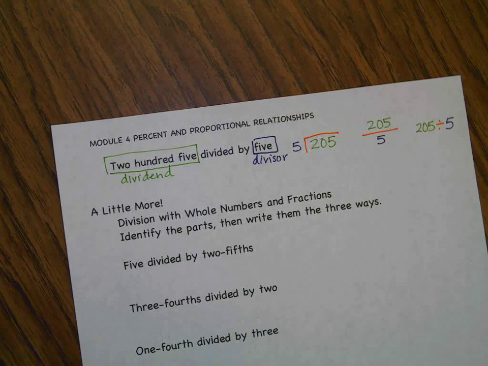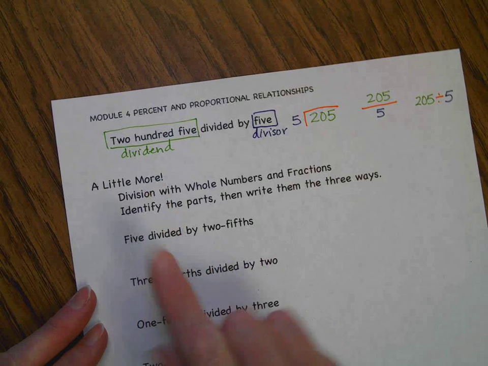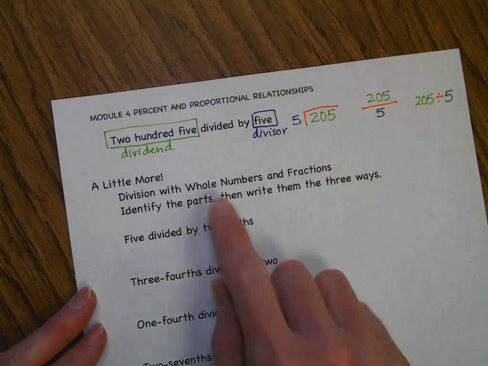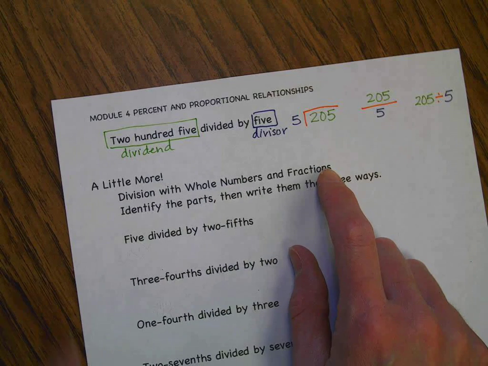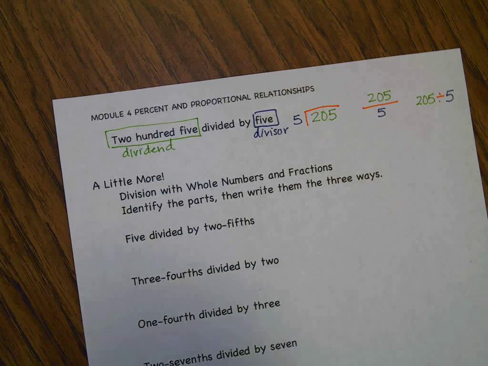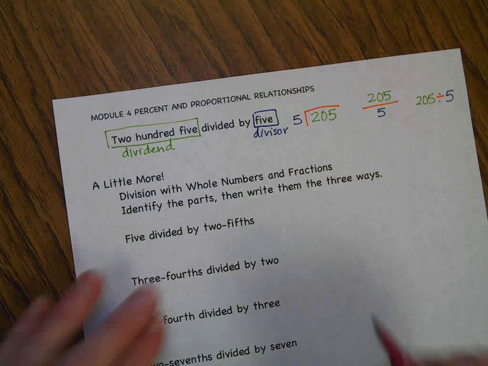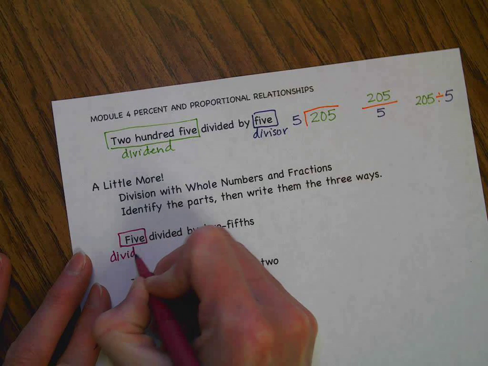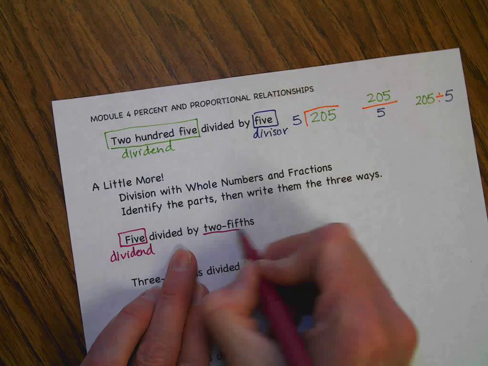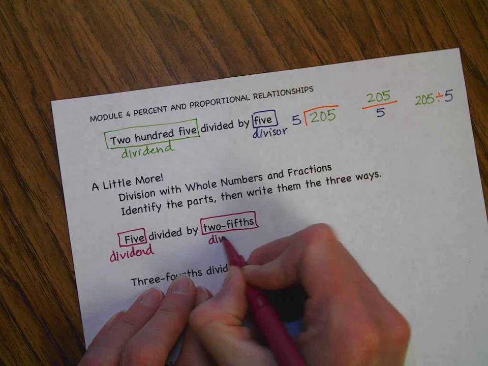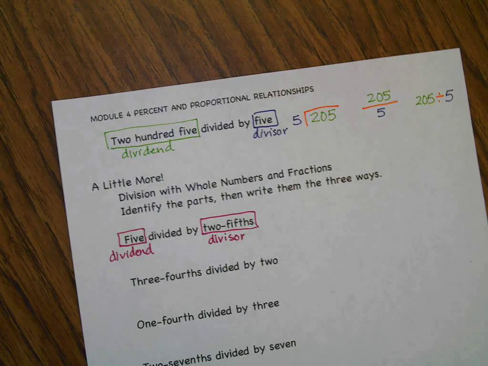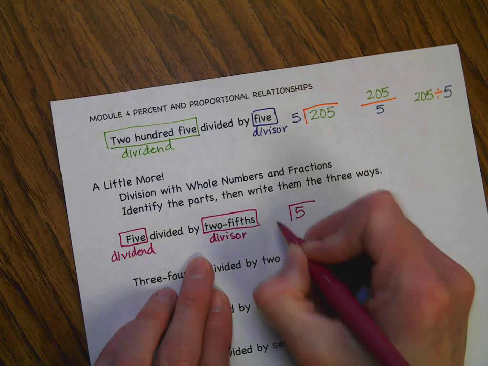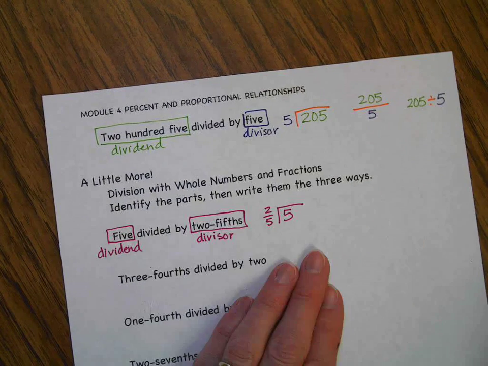So now we have 2 more piles: a little more and then some more. In the a little more section, it says division with whole numbers and fractions. So you have to be able to do the same process, whether they are whole numbers or whether they are fractions. Identify the parts and write them in 3 ways. Okay, so let's look at this one. 5 divided by 2/5. Well, 5 is the dividend, divided by 2/5 is the divisor. I'm not changing my color this time because I need you to recognize it even without the colors.